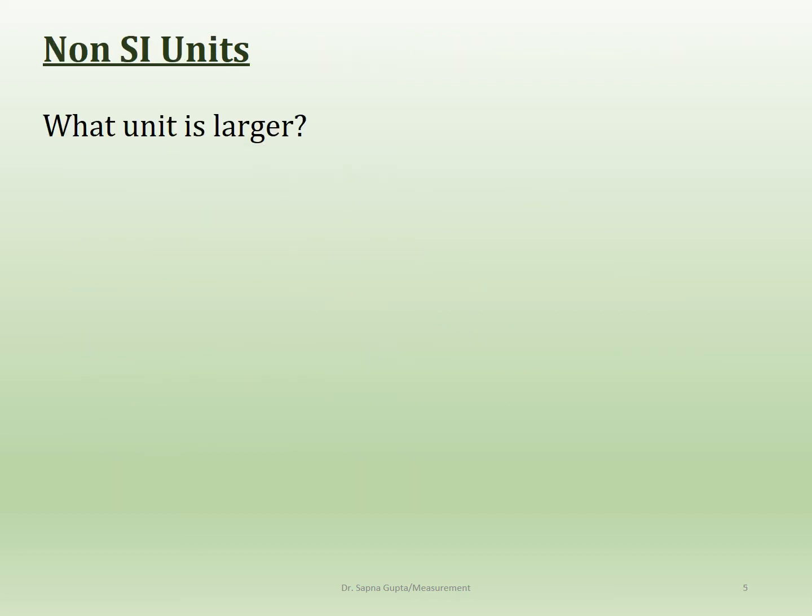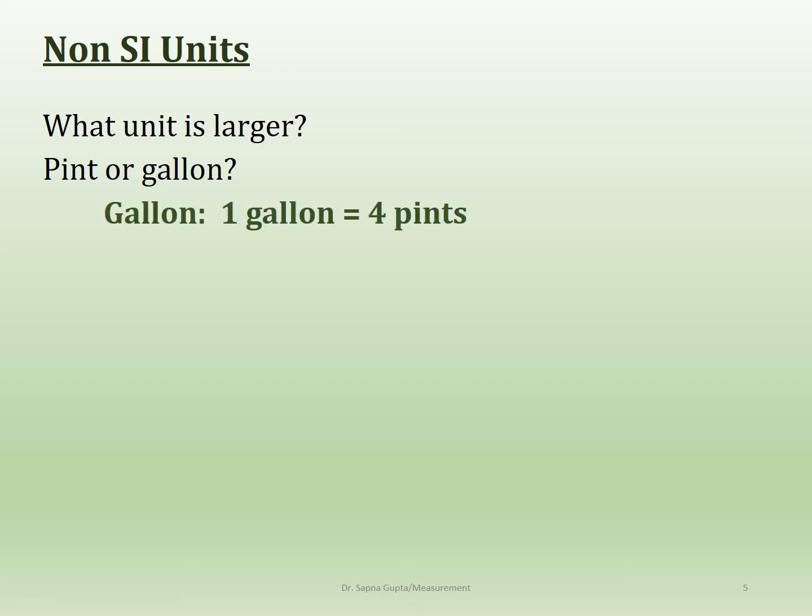Now I want to bring your attention a little bit to the non-SI units and the SI units, and what is the difference between the two, and why we actually use SI units everywhere, and why non-SI units are a little bit confusing. Okay, so first of all, let's talk about which unit is larger. So we have pint or gallon. Okay, so there are two units for measuring volume. Which one is larger? Take an educated guess. If you said gallon, you're right. Okay, 1 gallon is equal to 4 pints. So gallon is the bigger unit.